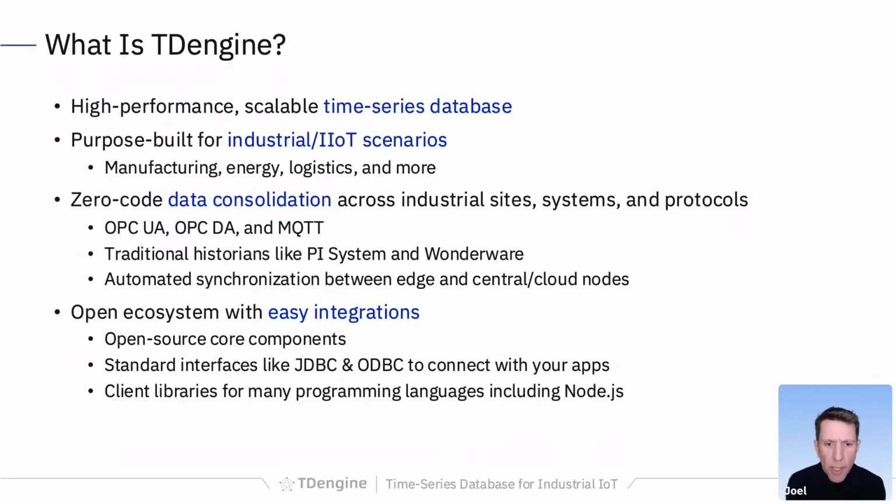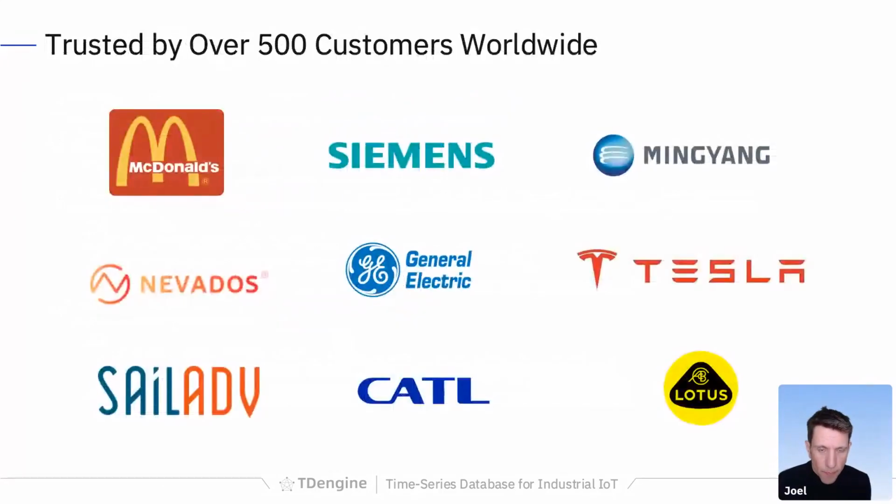TDengine supports an open ecosystem with many easy integrations to programming languages like Java and Node.js. We support standard interfaces like JDBC and ODBC to connect to your favorite apps. TDengine is trusted by over 500 customers worldwide. TDengine is used by customers like McDonald's, Siemens, General Electric, and Tesla.